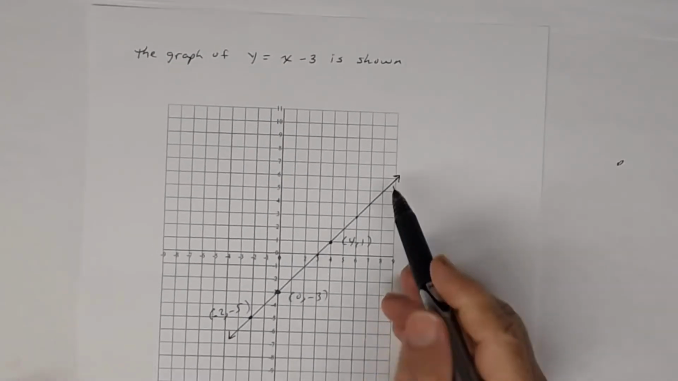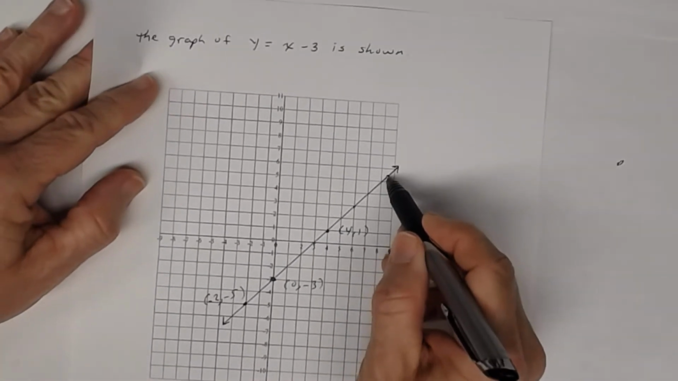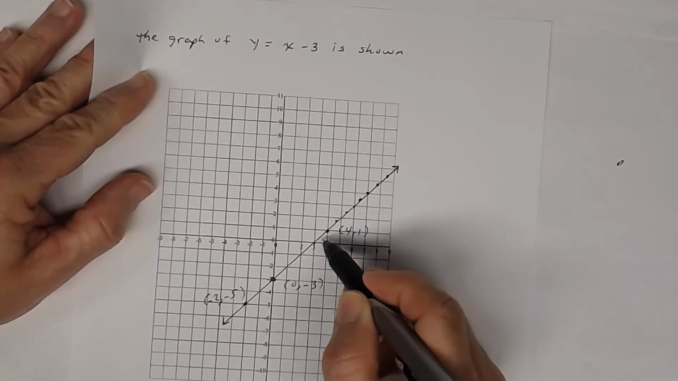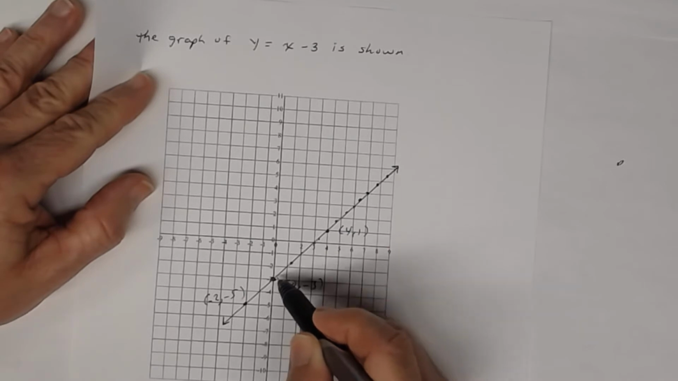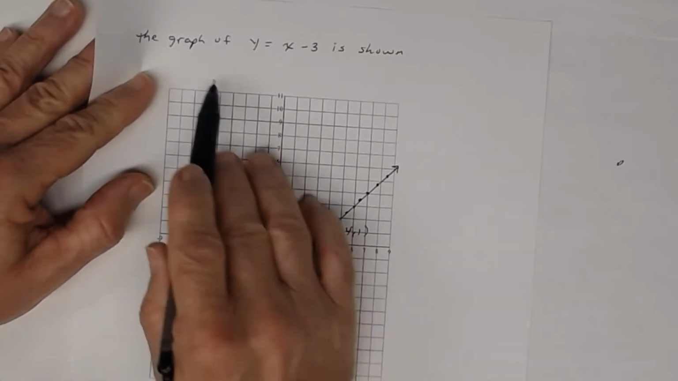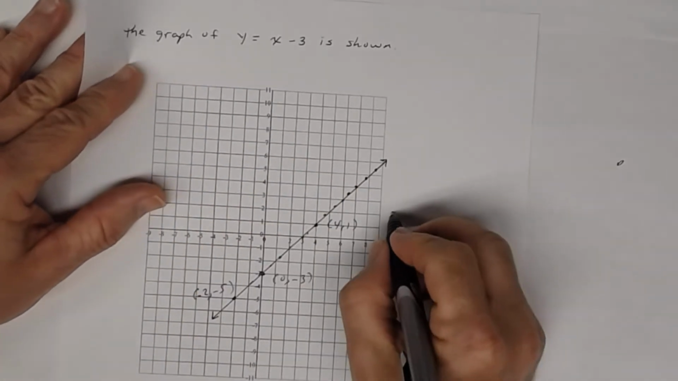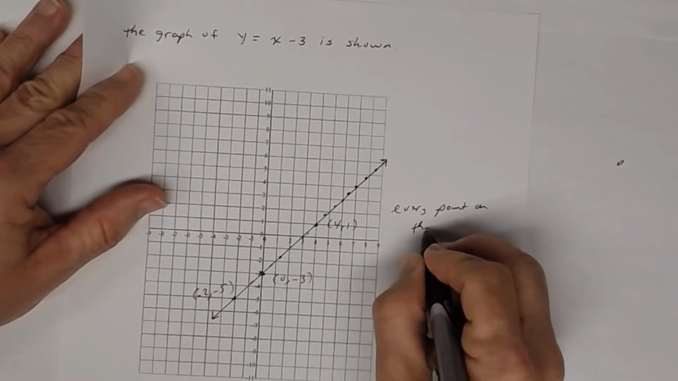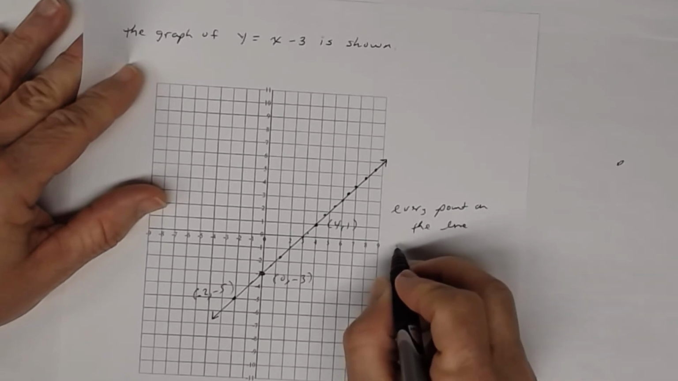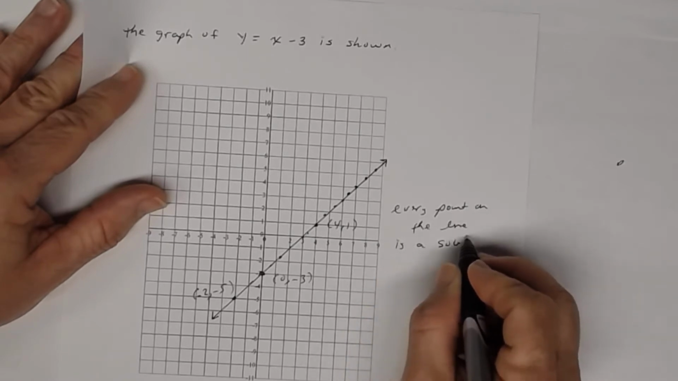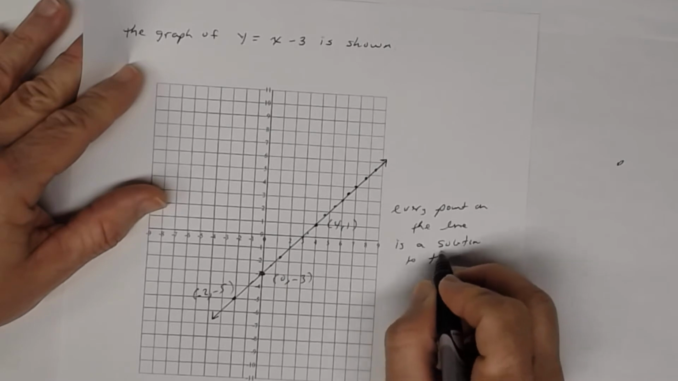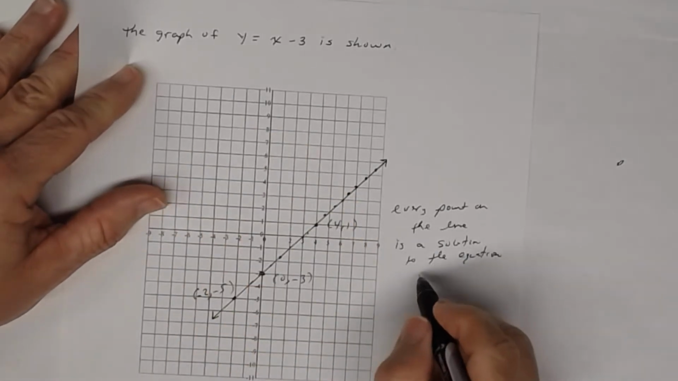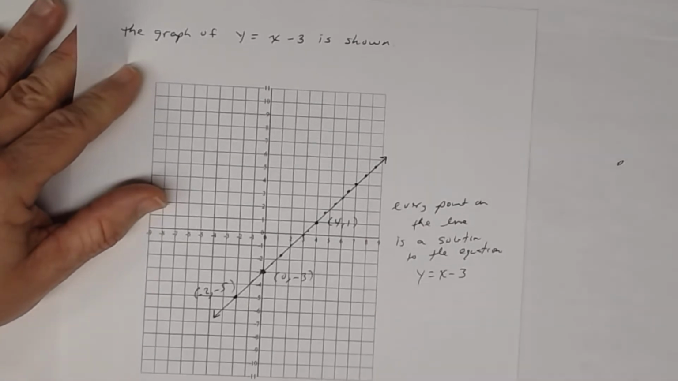All right. So every point on this line is a solution to this equation. Every point on the line is a solution to the equation, and in this case, y equals x minus 3. Okay?